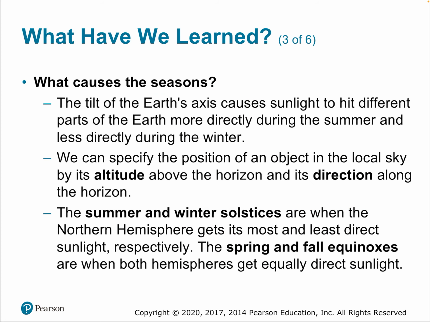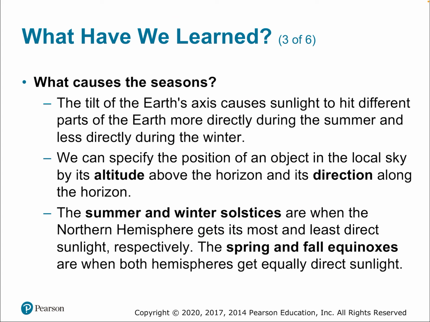Okay, so in summary, what have we learned in this section? We've learned that the tilt of Earth's axis causes sunlight to hit different parts of the Earth more directly during the summer and less directly during the winter. Okay, but what summer and winter are we talking about? Well, if you're in Australia, you refer to December as the summer. Of course you would, right? It would just come naturally. But regardless, when we refer to summer, it's the warmer time of the year. Okay, we just have opposite summers in the north and south.